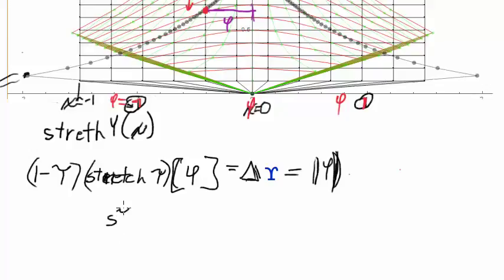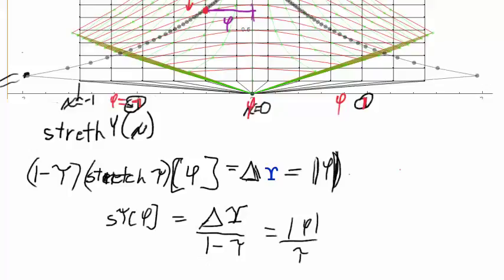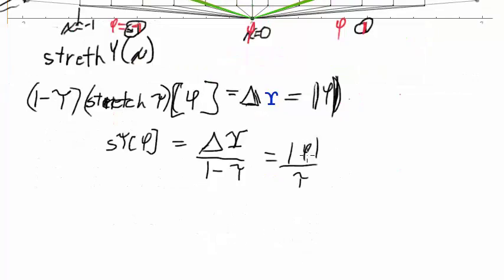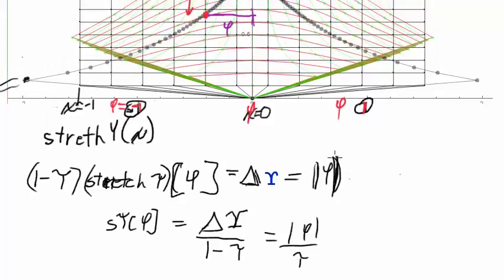I'm just gonna call this stretch s tau of phi equals delta. I don't know how to write that yet, but that will do. Curly upsilon, delta upsilon, over 1 minus tau equals absolute value of phi over tau, right? So we need to start taking this phi and tau and looking at the events that we're talking about here.